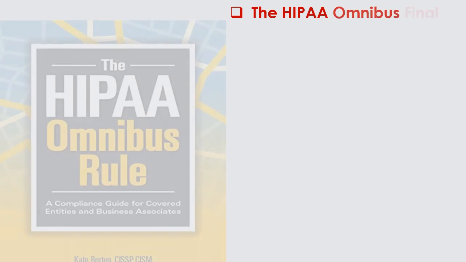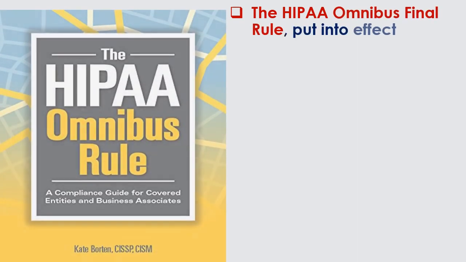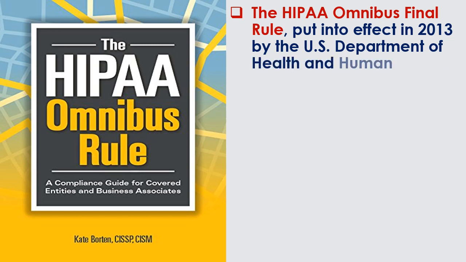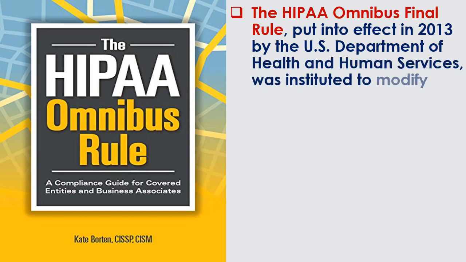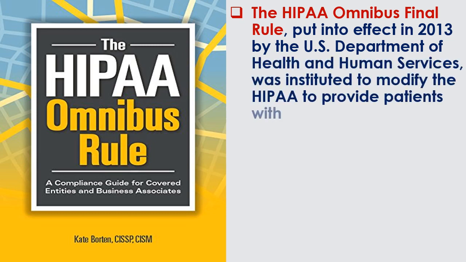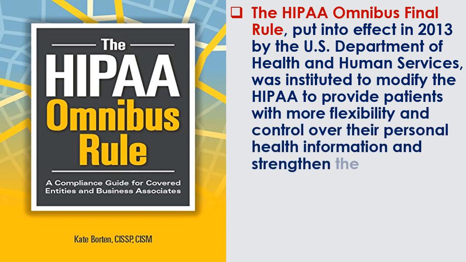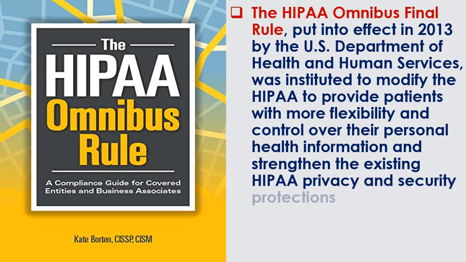The HIPAA Omnibus Final Rule, put into effect in 2013 by the U.S. Department of Health and Human Services, was instituted to modify the HIPAA to provide patients with more flexibility and control over their personal health information and strengthen the existing HIPAA privacy and security protections of health information.